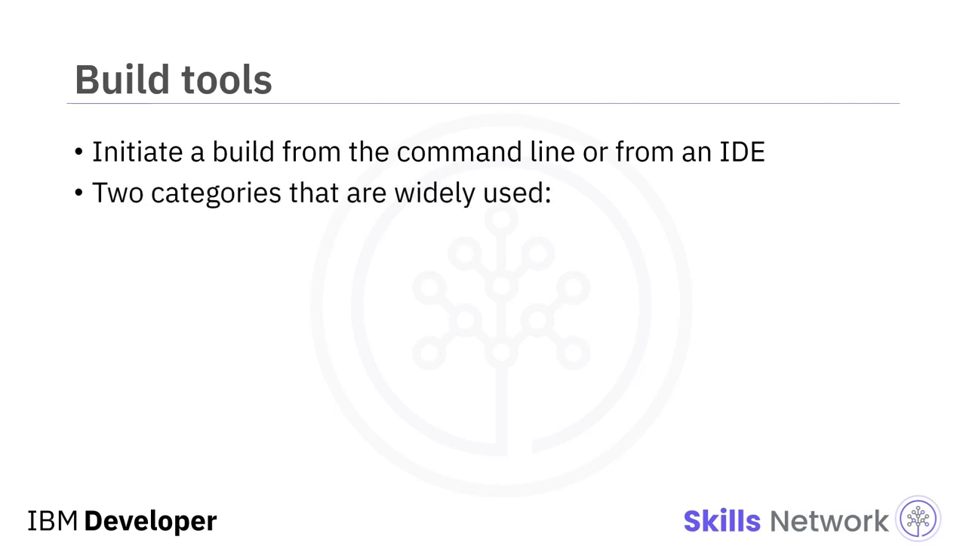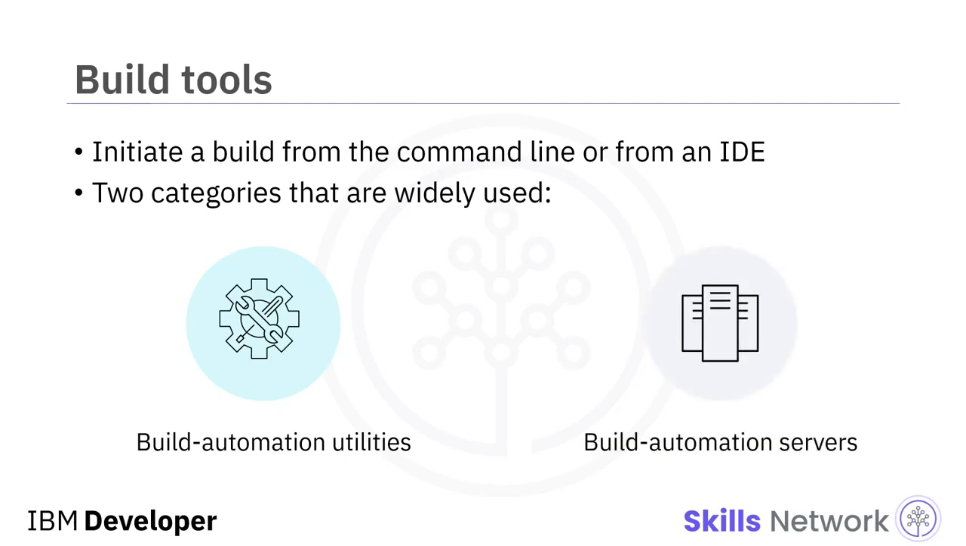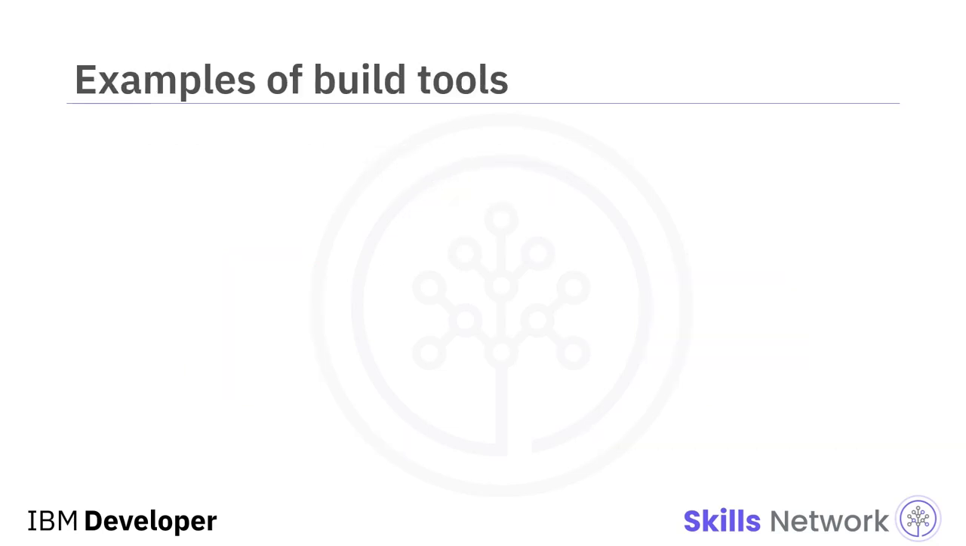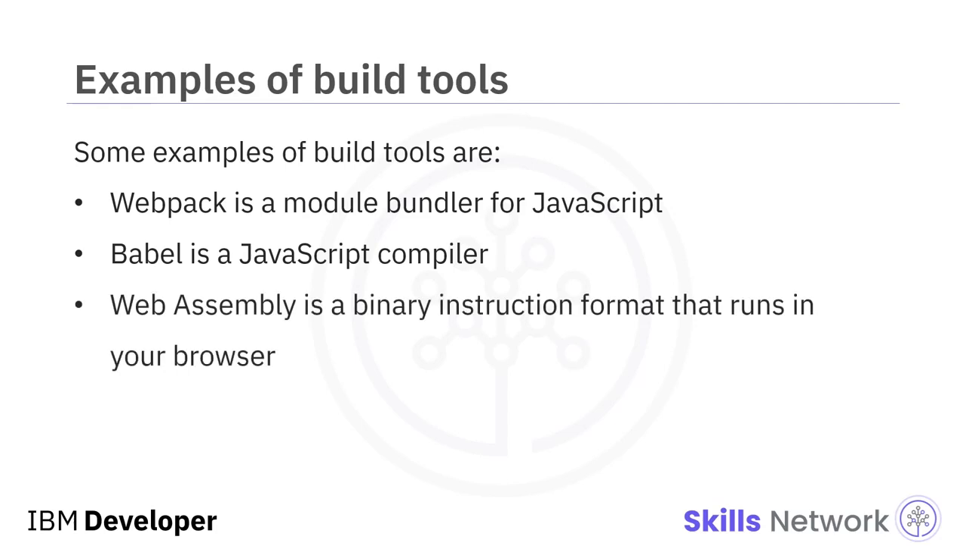There are two categories of build tools widely in use. Build automation utilities, which generate build artifacts like executables by compiling and linking source code. Build automation servers, which execute build automation utilities on a scheduled or triggered basis. Some examples of build tools are Webpack, a module bundler for JavaScript, Babel, a JavaScript compiler, and WebAssembly, a binary instruction format that runs in your browser.